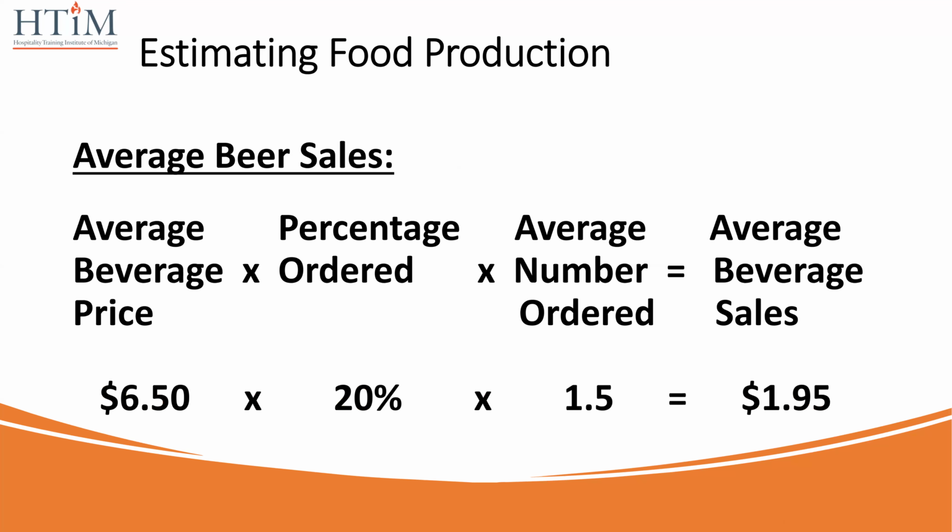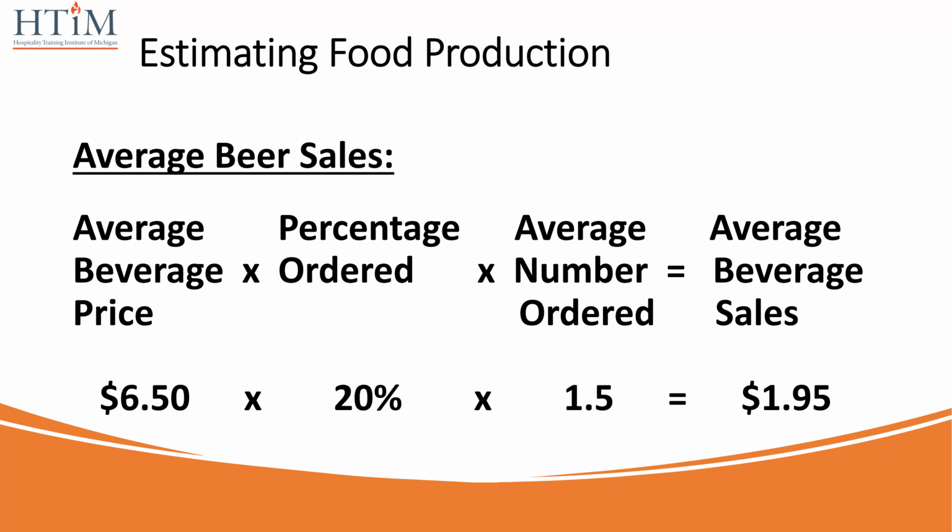If the average beverage price is $6.50 times only 20% of the people order an alcoholic beverage, and you may want to separate these out between soda and the percentage of people who order soda or other, because I don't think it would be too much different if they did lemonade or iced tea or soda. I could be wrong, but certainly we have to understand the alcohol because they could be ordering multiple. So in this situation, the average guest orders 1.5 drinks. The average beverage sales is $1.95.